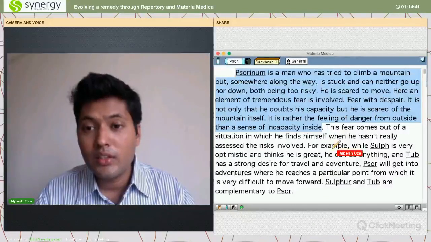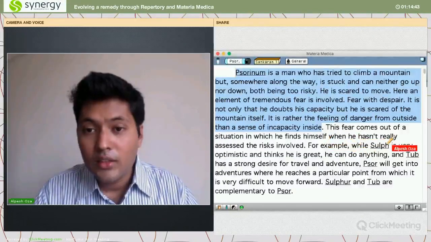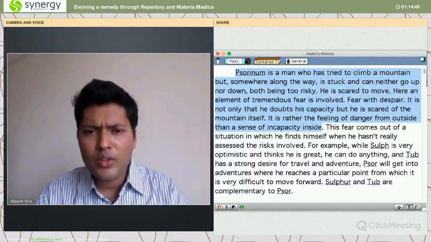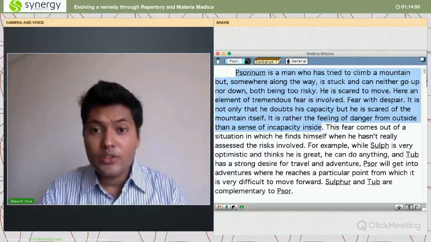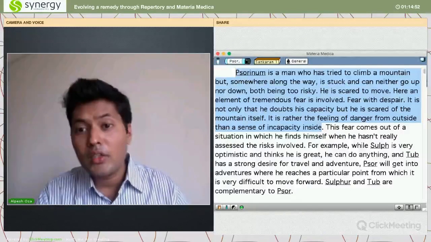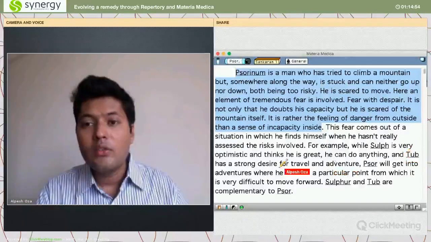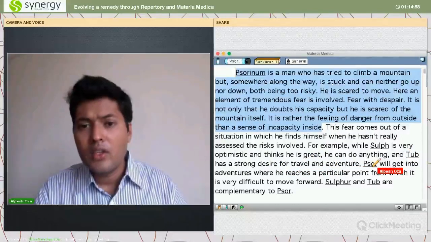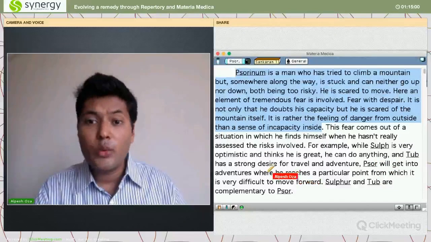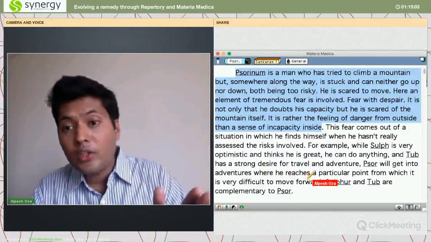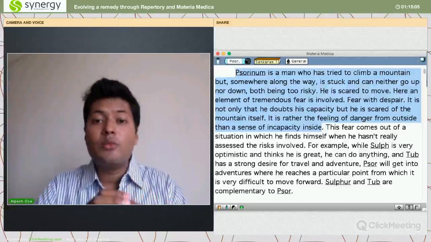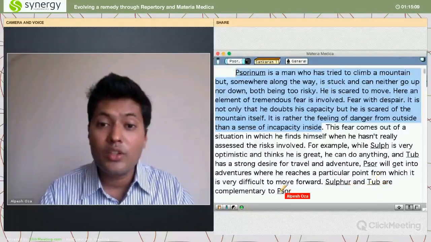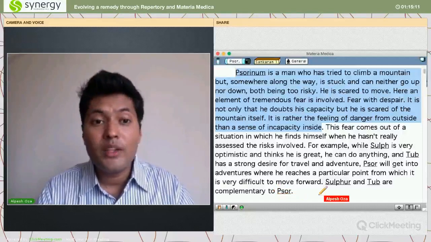And we see an interesting example given: Sulphur is very much optimistic. Sulphur comes very close to Psorinum. Sulphur thinks he is great and he can do anything. Even Tuberculinum has a strong desire for travel and adventure. But Psorinum will get into adventure, reach a particular point, and then it becomes very difficult for him to go on. And we see Sulphur and Tuberculinum are complementary to Psorinum.